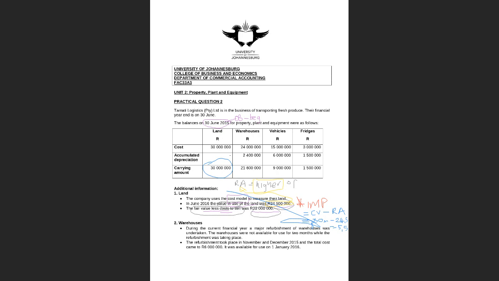Okay, so that is the impairment calculation. Are there any more questions on the impairment calculation? Okay, but remember we didn't yet answer the required. The required asks what is the journal entry for the impairment for the land? So what is the journal entry for the impairment?